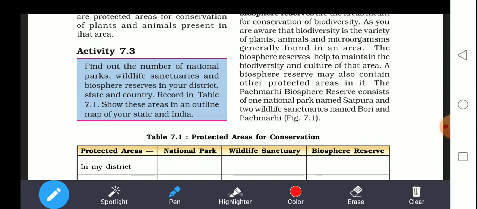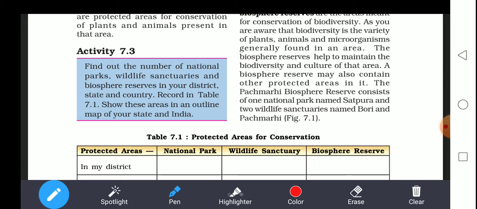You make an outline map of India and show these wildlife sanctuaries. Okay, so 7.1, protected areas, the table 7.1, you have to do by yourself in a rough notebook. So please note those. These are the homework that I am giving in this chapter. So you have to do it by yourself.